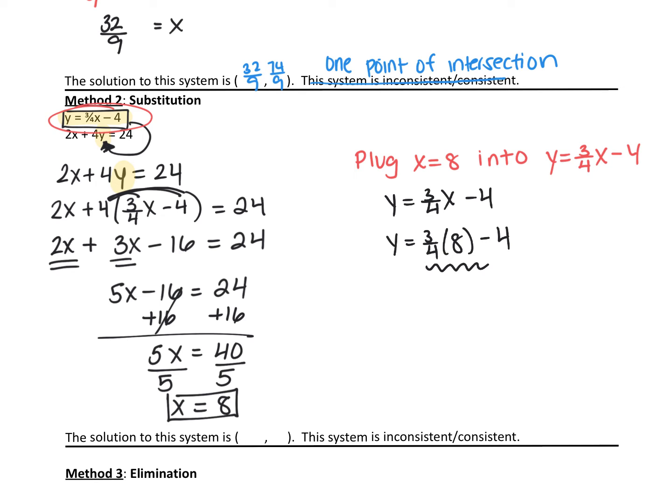Take a minute, plug this whole thing into the calculator just the way you see it, and then hit resume when you're ready for the answer. All right, I got 2.